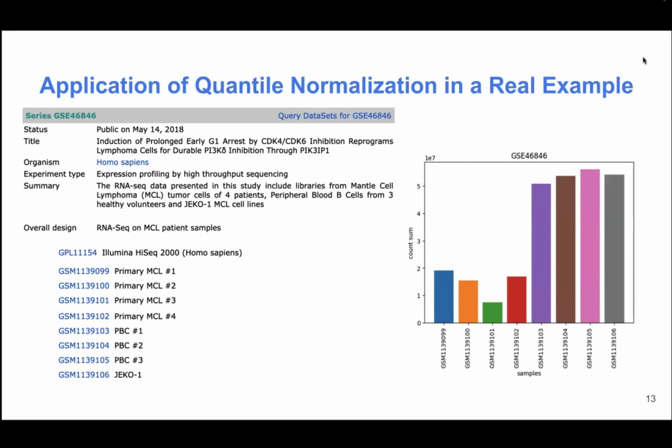So now we'll take a look at an RNA-seq study. This is our example we saw earlier of our very uneven library sizes across our different samples. This RNA-seq data set is comparing 4 samples from our mantle cell lymphoma tumor cells from 4 patients, and then peripheral blood B cells from 3 healthy volunteers, and from a JECA1 MCL cell line. So we've got our 8 samples with RNA-seq counts, and now we want to normalize this data.